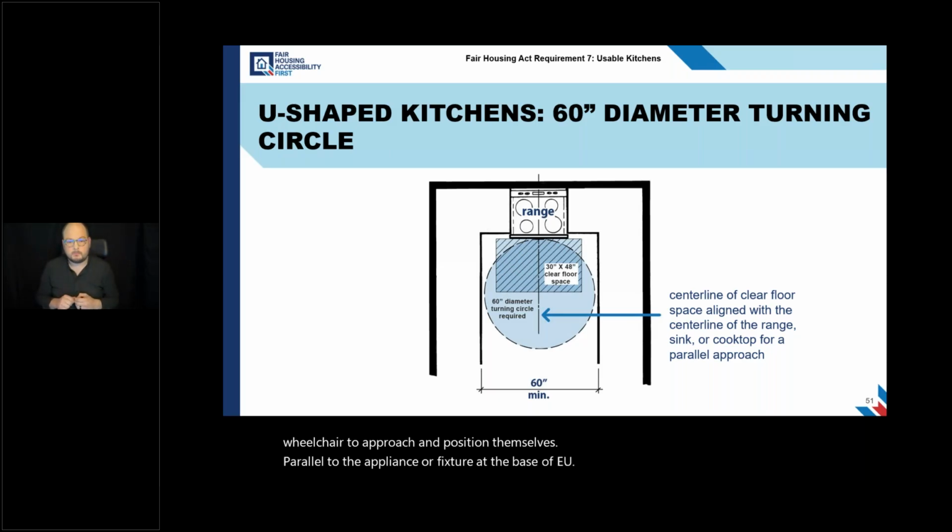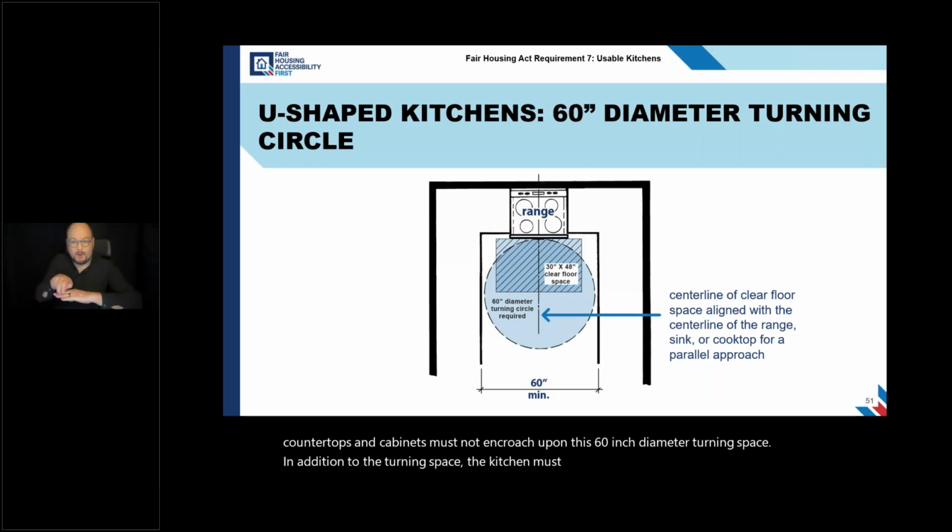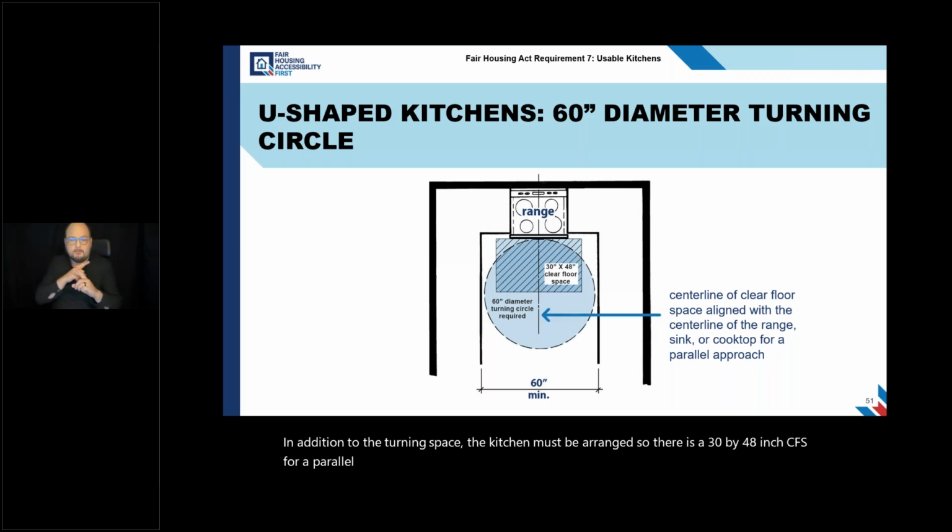Any appliances, such as refrigerators and ranges, excluding door handles, that project beyond countertops and cabinets, must not encroach on this 60-inch diameter turning space. In addition to the turning space, the kitchen must be arranged so there is a 30 by 48-inch CFS for a parallel approach centered on the sink, range, or cooktop.